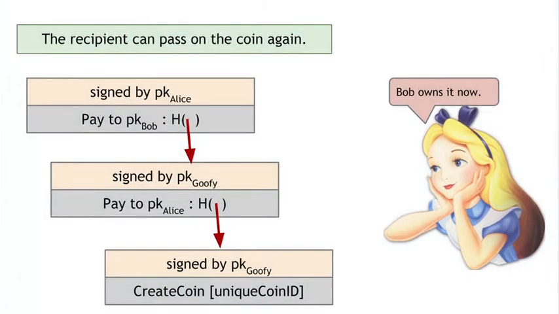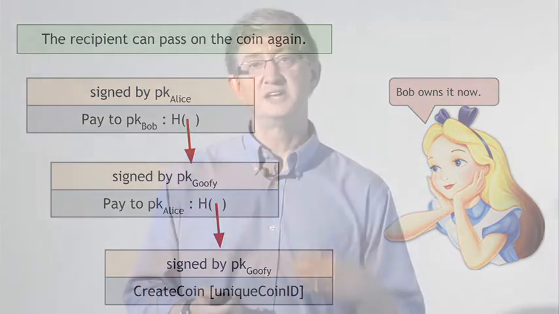So those are all the rules of Goofy Coin. Goofy can create new coins by simply signing a statement that he's making a new coin with a unique coin ID. And then whoever owns a coin can pass it on to someone else by signing a statement saying pass on this coin to person X. And you can verify the validity of a coin by simply following the chain and verifying all of the signatures along the way. That's Goofy Coin.